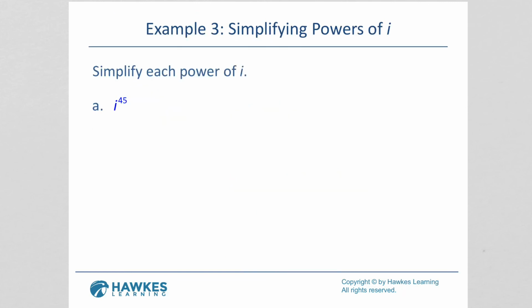Example 3 is simplify each power of i. So 3a is i to the 45th power, which is i to the 44th power times i, which is i to the 4th power to the 11th power times i, which is 1 to the 11th power times i, which is i. i is equal to 0 plus i in standard form.